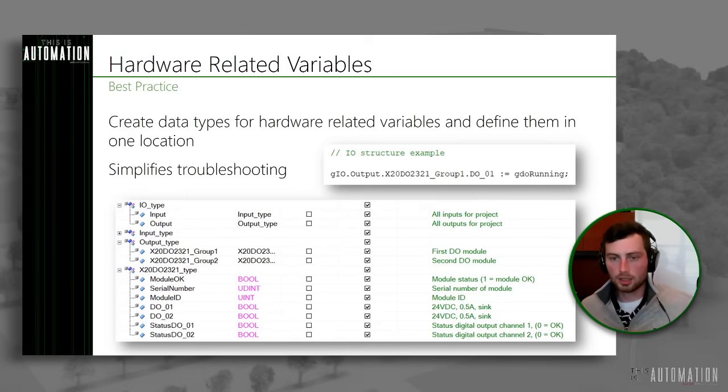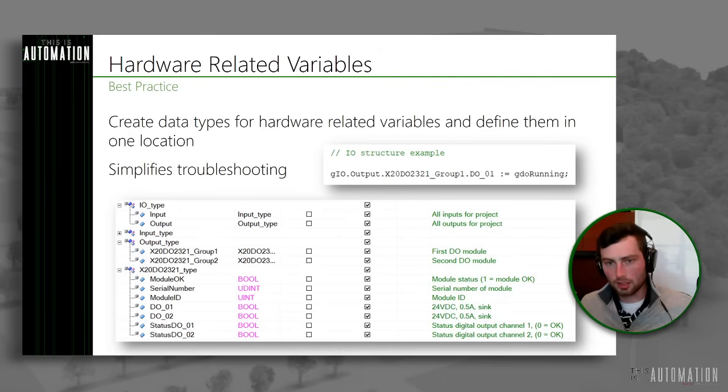And also, it's much more readable if you have an IO structure, for example, like what we're showing here. I've got a global IO structure with an output structure that has my hardware module that has that specific output DO01. When I do it that way, I don't have a mess of variables. For those of you familiar, the B&R hardware modules have a lot of diagnostics data assigned to them. So if you're pulling those into different places, it can be kind of confusing.